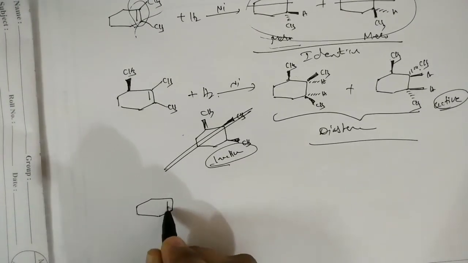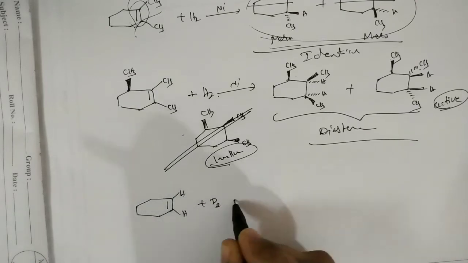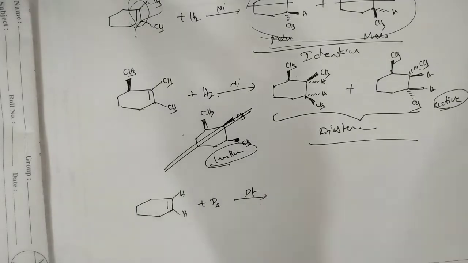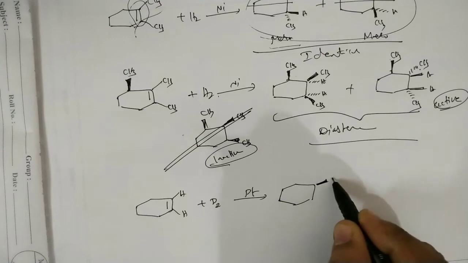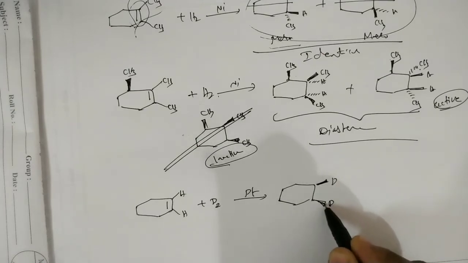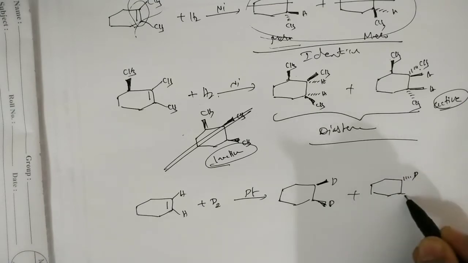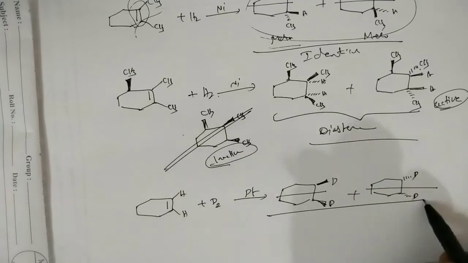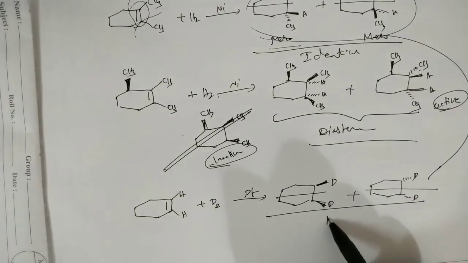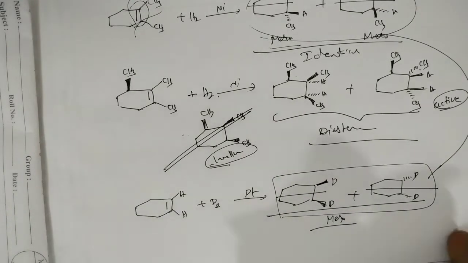Suppose this is a simple alkene. Here these are the hydrogens. Suppose this undergoes addition with D2 in the presence of nickel or platinum, any metal catalyst. In this case, maybe deuterium is above the plane here, and here also deuterium above the plane, or maybe deuterium below the plane here, and here also below the plane. That means this one has a plane of symmetry, and this one has a plane of symmetry. Again, as in the first case, these are meso compounds. That means we'll get a single compound. So these two meso compounds are identical.